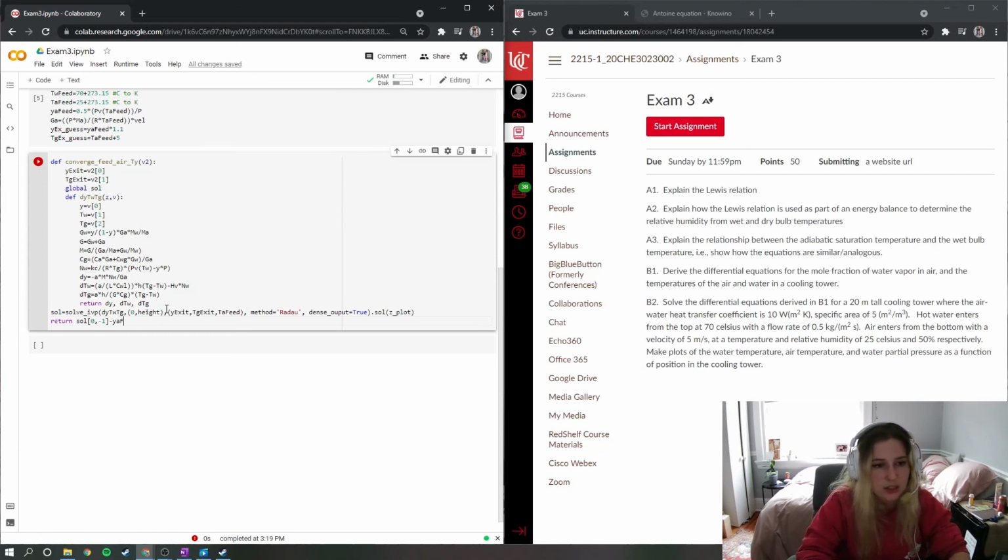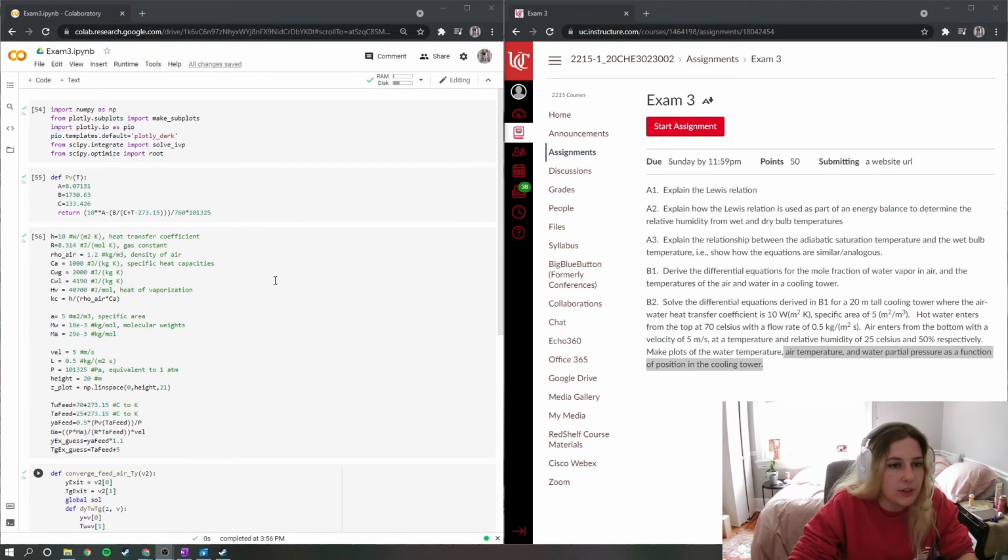Then we're going to subtract the mole fraction. Have I been saying mass fraction this whole time? Mole fraction of the air in the feed, and then we also want to return the solution from 2 to -1 and subtract the temperature of the air in the feed, because the third one has to do with the temperature.